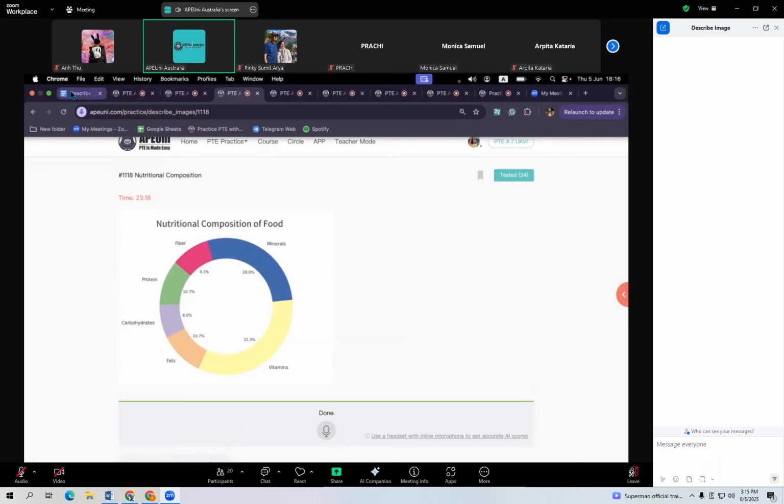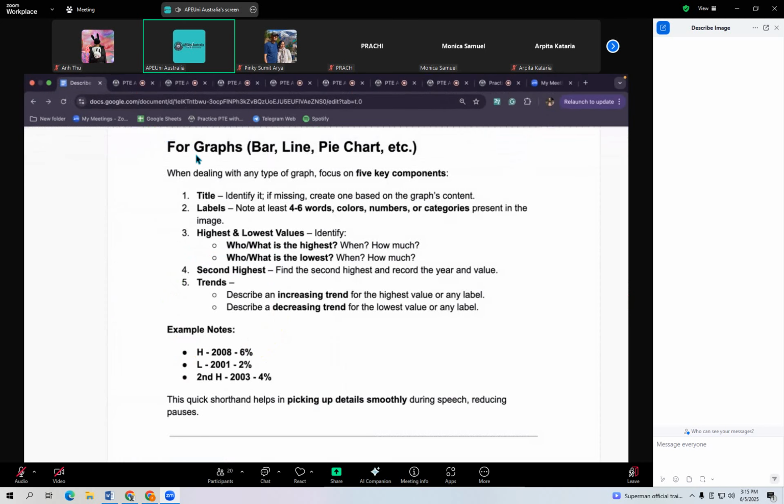Next up, we want to learn what will be components 3, 4, and 5. Can anybody please read components number 3, 4, and 5 loudly for all of us? Highest and lowest values. Yes. Identify. First point, who, what is the highest, when, and how much. Who, what is the lowest, when, and how much.